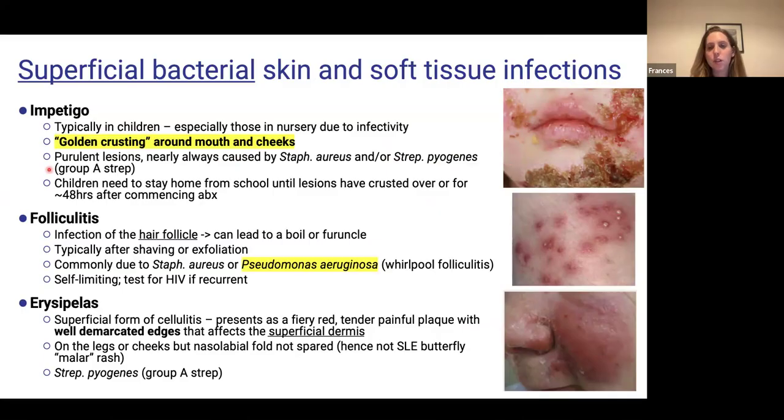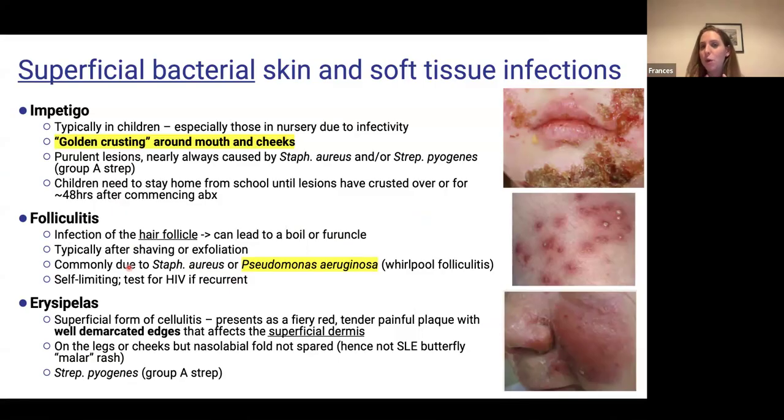And ultimately, what you need to do is that the children must stay at home until all of their lesions have crusted over, or for at least 48 hours after they've started taking antibiotics, because otherwise they're just going to infect everyone else. Then you have folliculitis, which, as I said, is inflammation or infection of the hair follicle, and this can ultimately lead to a boil or a furuncle if it becomes larger. So typically, patients will get this after shaving or exfoliation, commonly due to Staph aureus, or if they've been in a spa, they've been to a hotel, some kind of things.